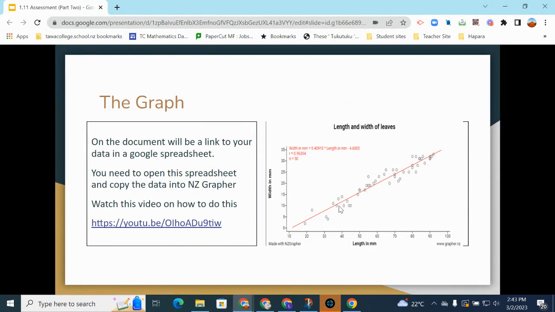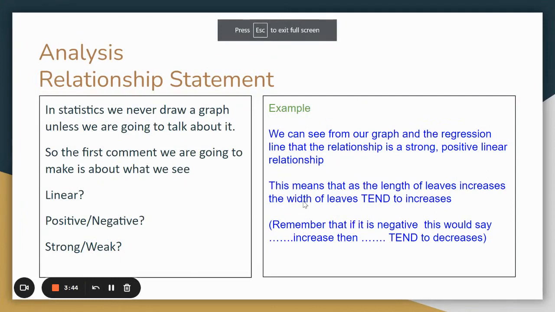okay, so there it is, all pasted into my assessment, exactly as it is. So remember that you need your units on the X and Y axis, and that your title should make sense of the graph. We've got our regression line, so that tells us what's happening, what the picture of the graph looks like, and that'll do for now. So the next thing we need to do is actually start to talk about the graph, because we never draw a graph without talking about it.